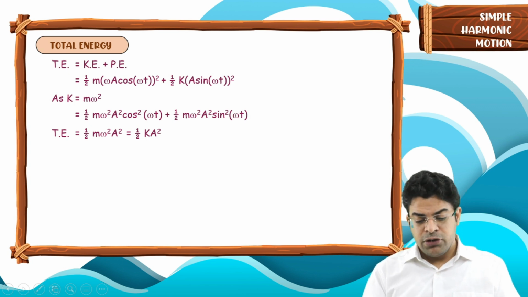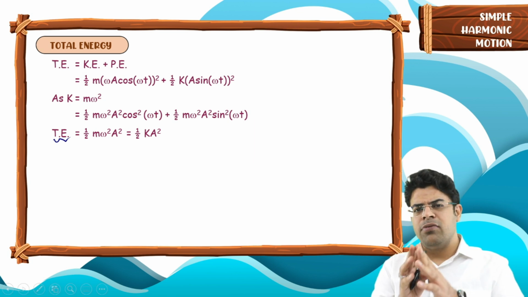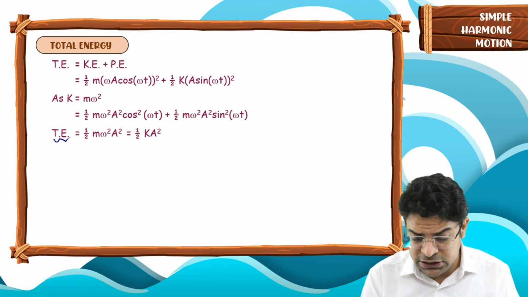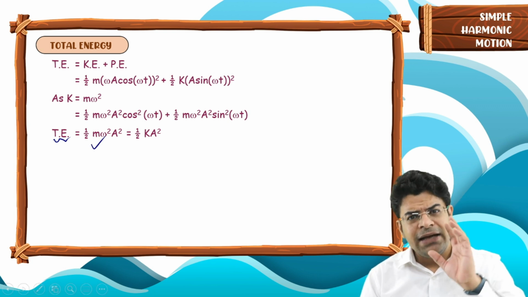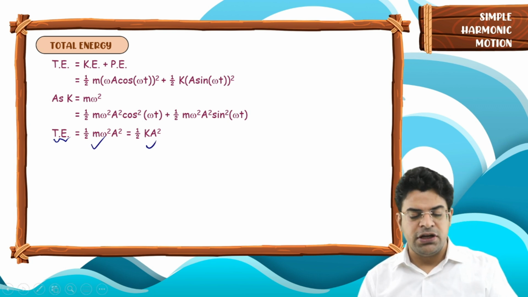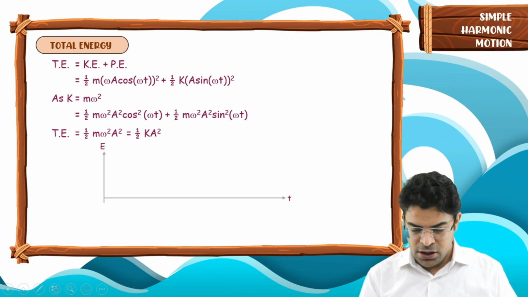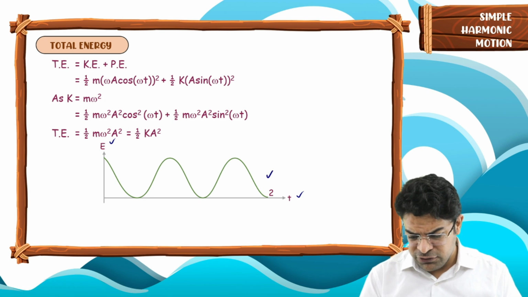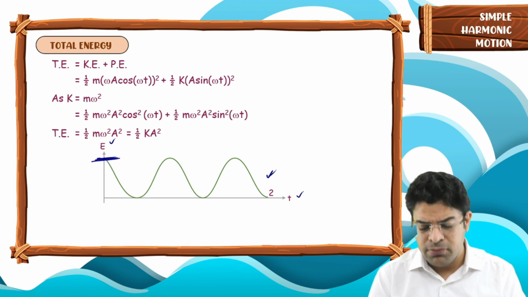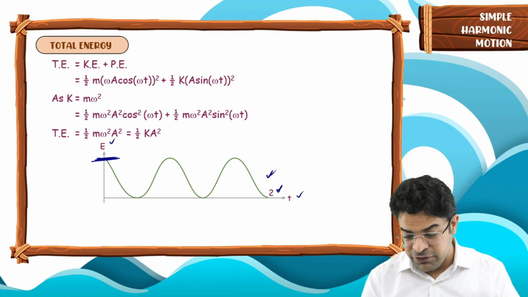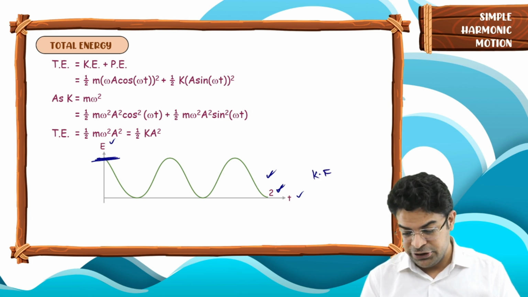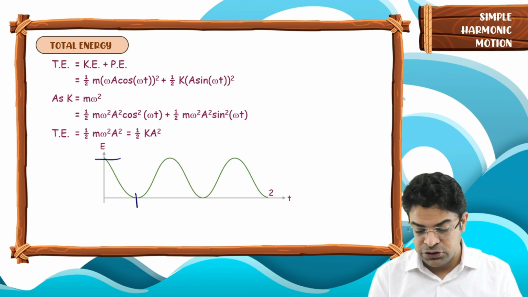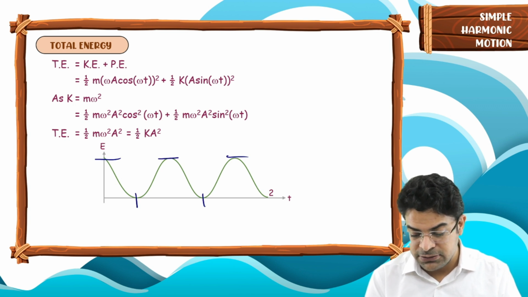So remember that the total energy of a particle performing SHM is the same as the maximum possible kinetic energy, half m omega squared a squared, and that is the same as the maximum possible potential energy, which is half k a squared. If you visualize the energy versus time, this graph shows you at time equals 0 maximum energy. This graph represents our kinetic energy. So kinetic energy at the mean position is maximum, then drops to 0, then maximum, then drops to 0, then maximum, then drops to 0.